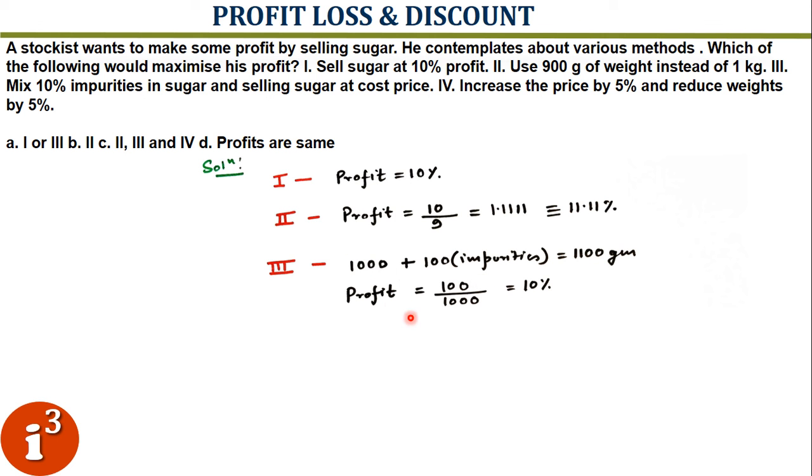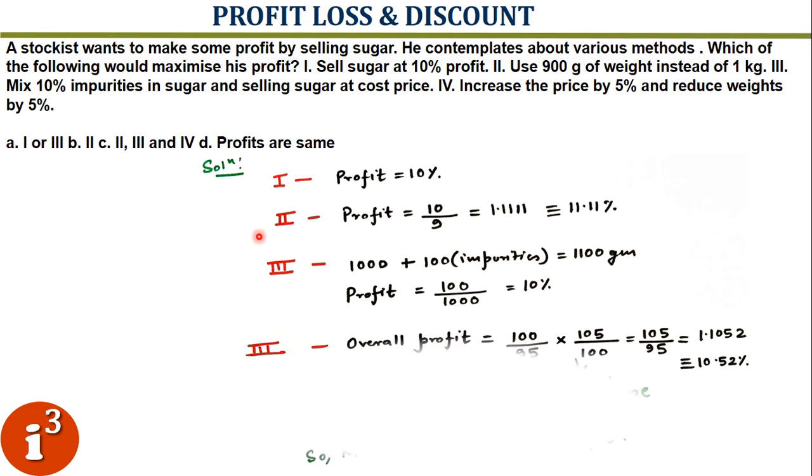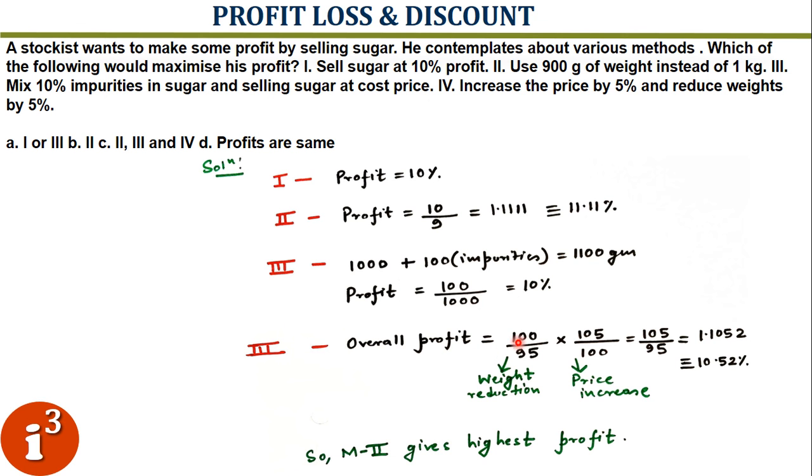So the profit of 1 and 3 is the same, but the profit in 2 is more. Now the fourth method is that he increases the price by 5% and reduces weight by 5%. Reduction in weight by 5% means he is actually giving 95 gram, claiming it to be 100 gram. So 100 by 95 is his profit markup. Multiplied by the price increase: if it was 100, it is now 105. So 100 by 95 into 105 by 100.